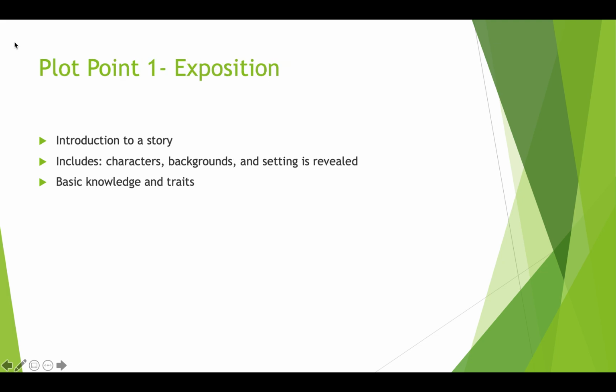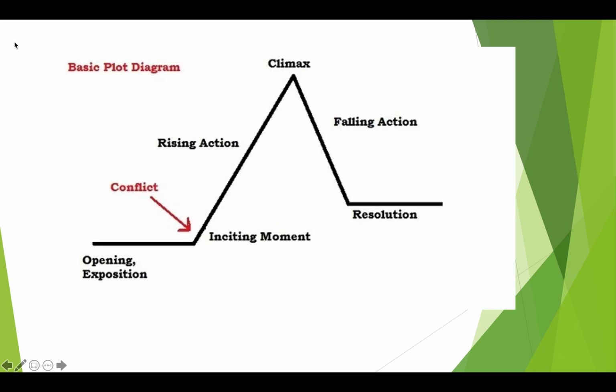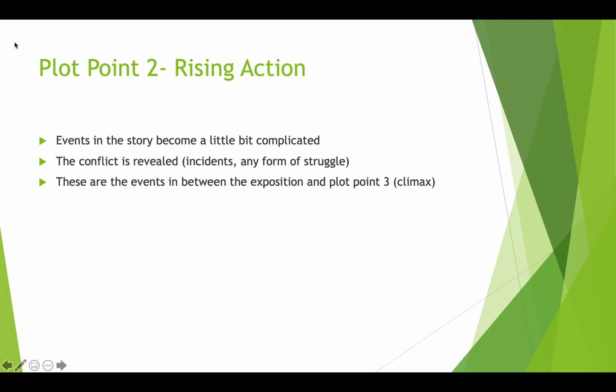Our first point, which is the exposition, is an introduction to a story which includes characters, backgrounds, and setting. And it's the basic knowledge and traits of these materials. So you will see that this is the beginning, which is the exposition on our Little Mountain plot map.